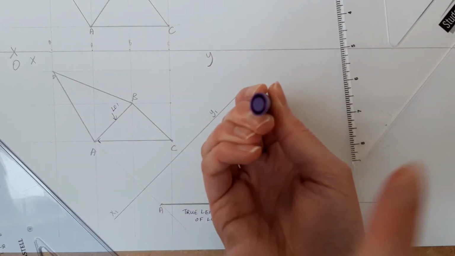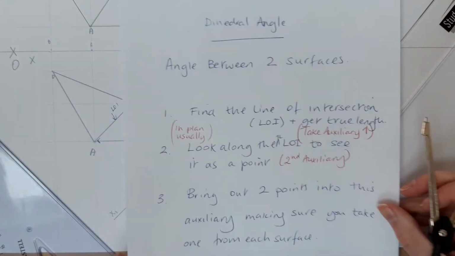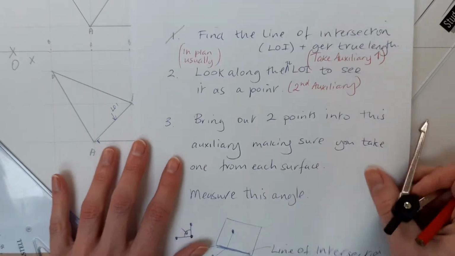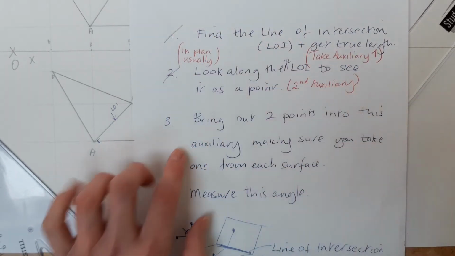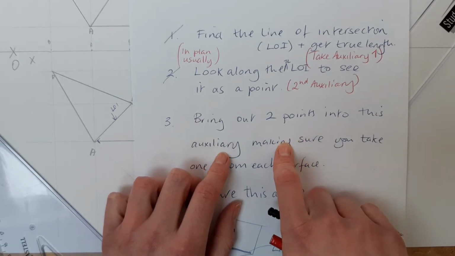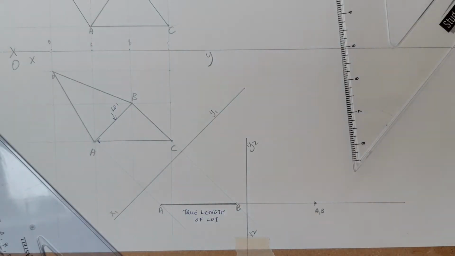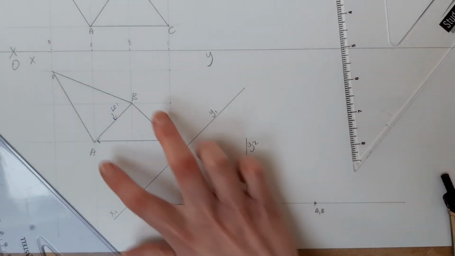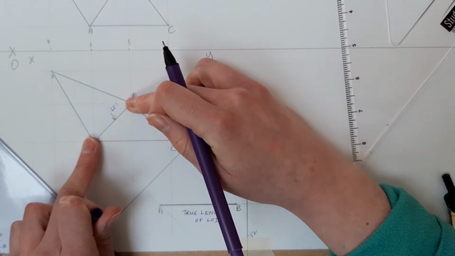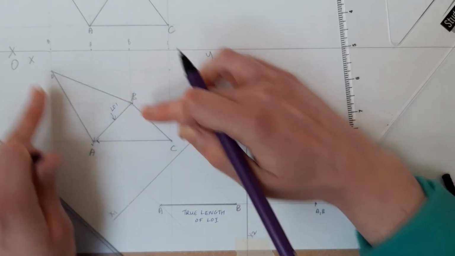I now need two other points so I can measure an angle. But I'll just go back to my notes so you can see where I'm coming from. So I've got the line of intersection, got the true length of it. I've looked along the line of intersection to see it as a point. That was the second auxiliary. I'm now going to bring out 2 points into this auxiliary, making sure you take one from each surface. At this point, I've used A and B, so they're done. I need to take a point from this surface, and I need to take a point from this surface. There's only one left from each.